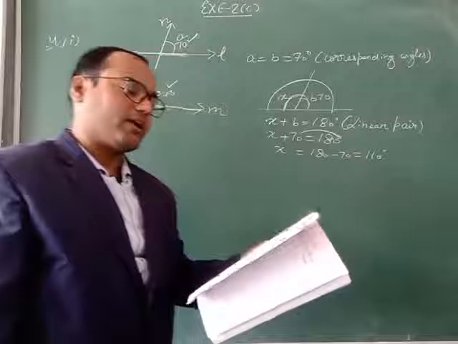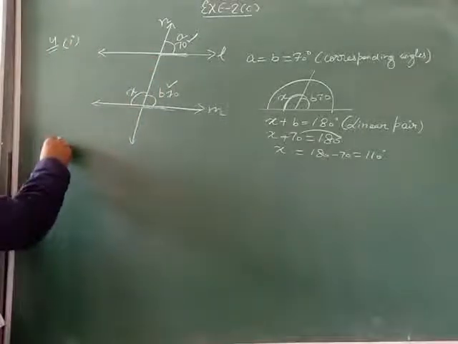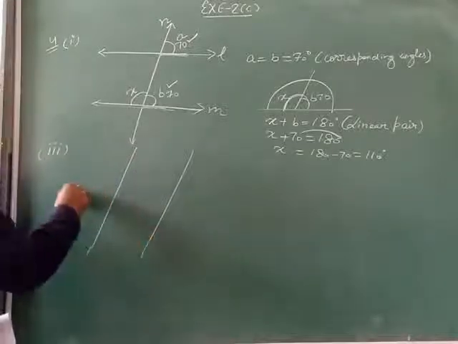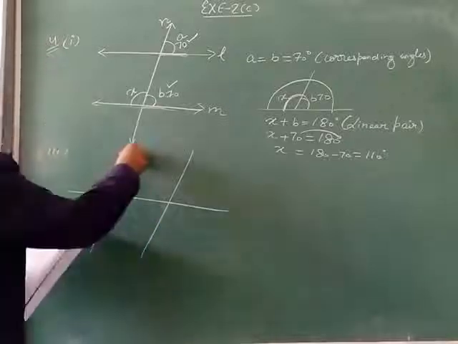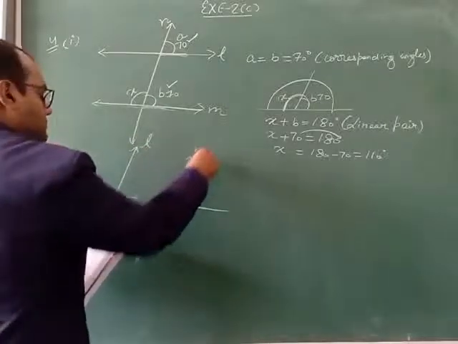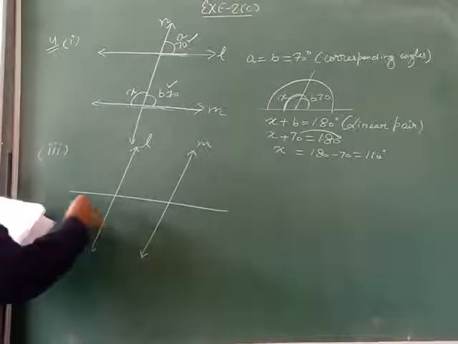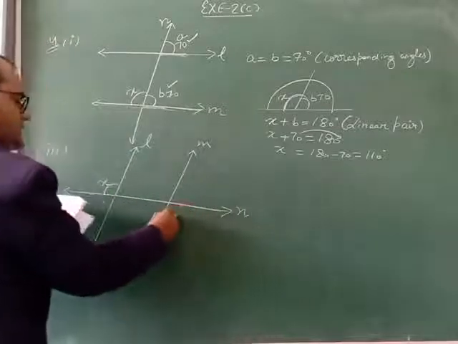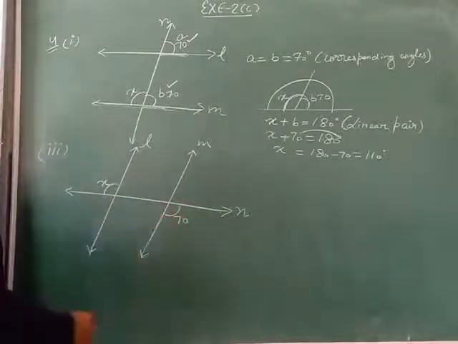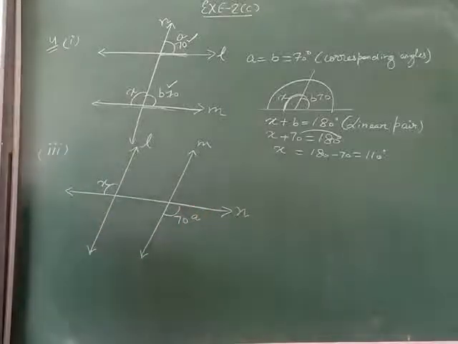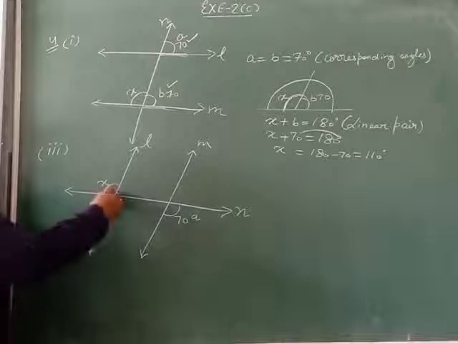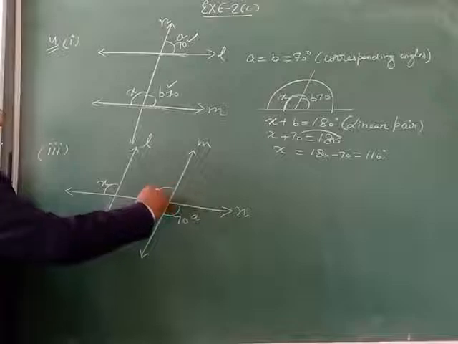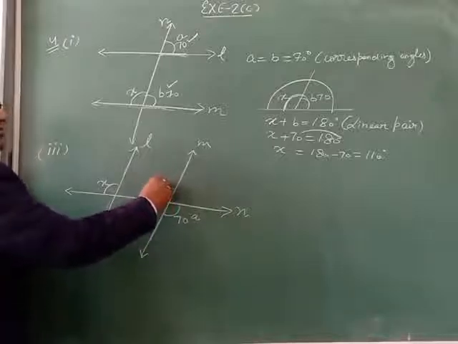Now see another part, number third. Third part. These two lines are parallel lines, L and M, and this is the transversal. Here it is X. This is transversal N. Here it is 70. First of all, this 70 we will give one alphabet name. Let's say this is A. Now what we have to do? We have to find this X. These two are parallel lines. This 70 we will bring here. Let's say this angle name is B.